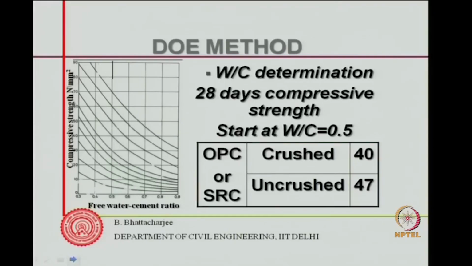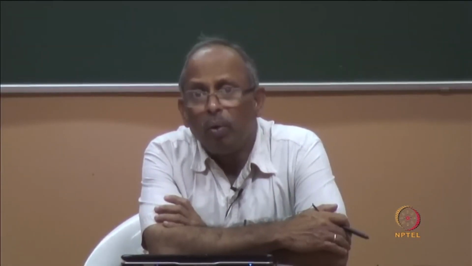So, for example, for OPC and SRC, sulfate resisting cement, if you have crushed aggregate, you might assume it to be 40 MPa. For uncrushed aggregate, you might assume the strength to be 47 MPa for the same water cement ratio, because of packing related issues with crushed aggregate. However, such a thing will be valid only for UK conditions. This may not be valid in the Indian scenario, or any other scenario.